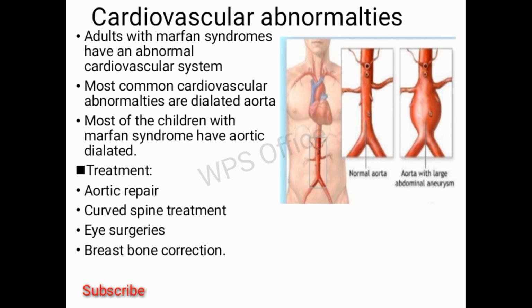In Marfan syndrome, the aorta of the person is dilated, just like seen in the diagram, which shows the normal aorta and the abnormal dilated aorta in a Marfan syndrome person. The treatments of Marfan syndrome are aortic repair, curved spine treatment, eye surgeries, and breastbone correction.